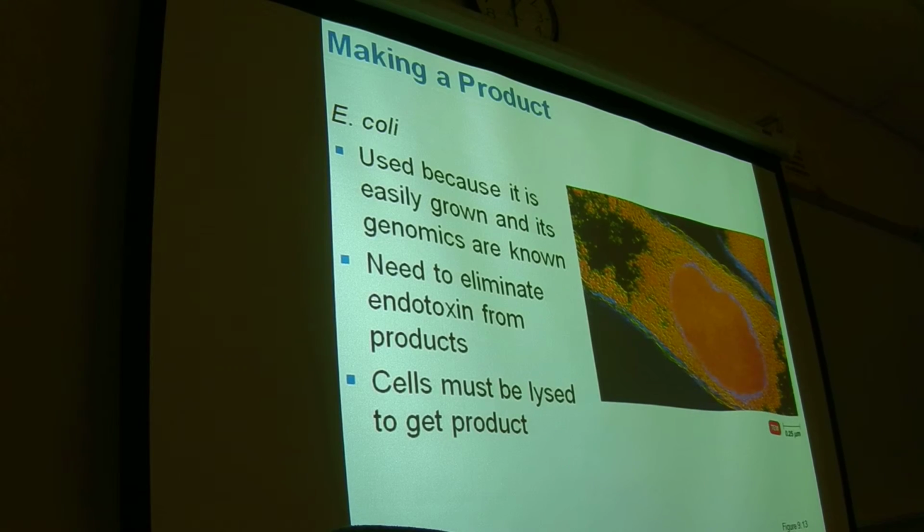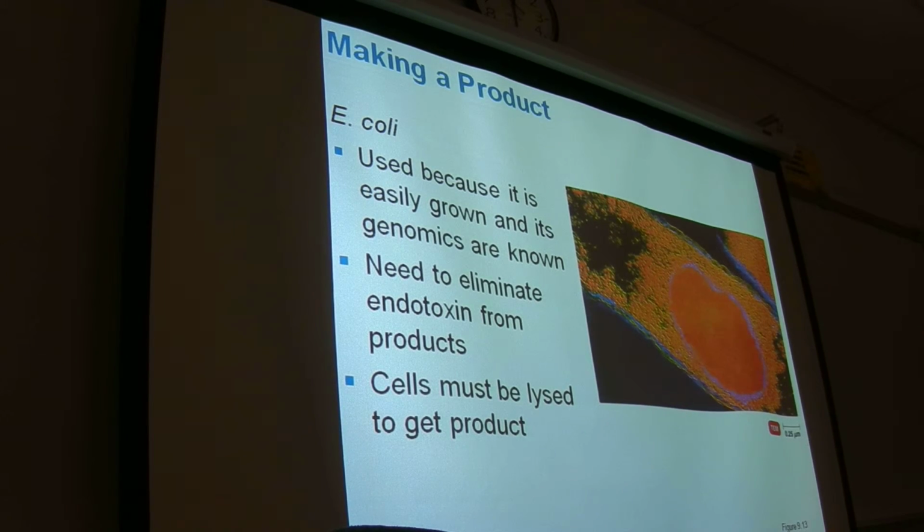Okay, so depending on what you want to do with that gene of interest, you would grow it in various types of cells. Okay, so here there are some options on what type of cell you'd want to transform your plasmid into. So E. coli is a very common one. It's used because it's easy to grow, so it grows very quickly.